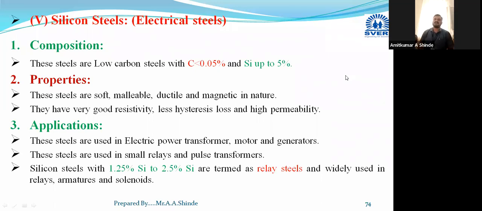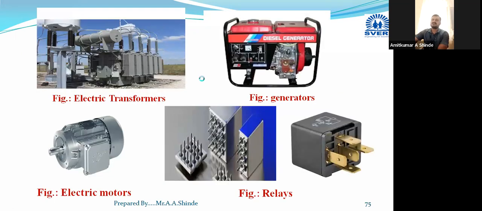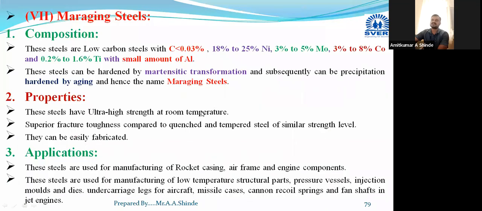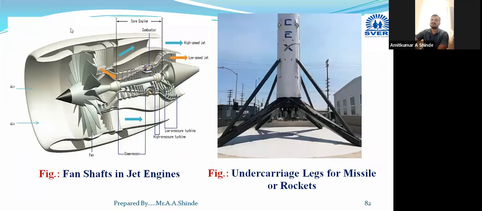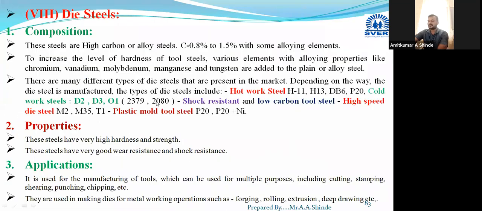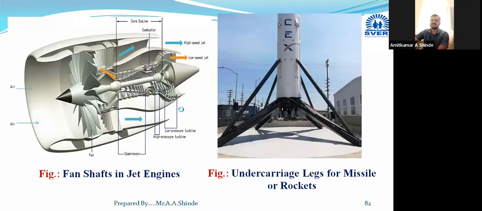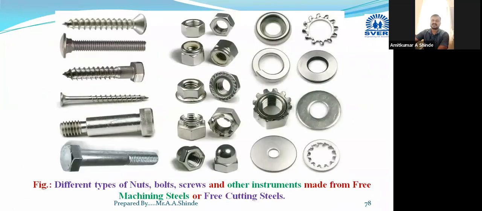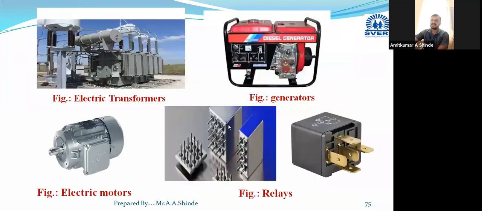Now in today's session, we are going to discuss four types of alloy steels: silicon steel, then maraging steel, free cutting steel, and die steel. We are going to cover four types in today's session, along with their composition, properties, and applications. One by one, we will discuss this part for your better understanding, to understand the applications.